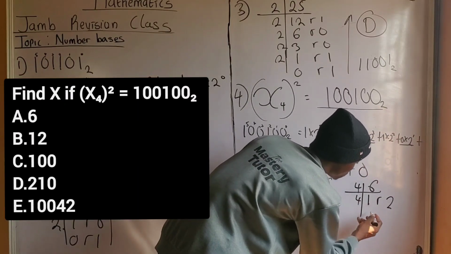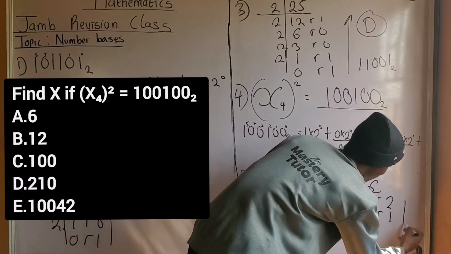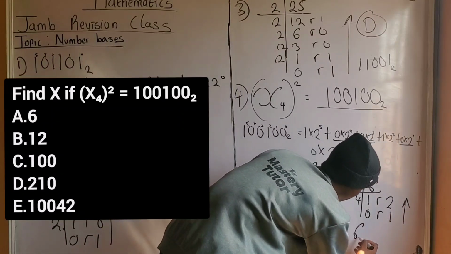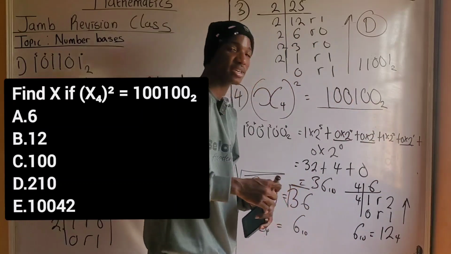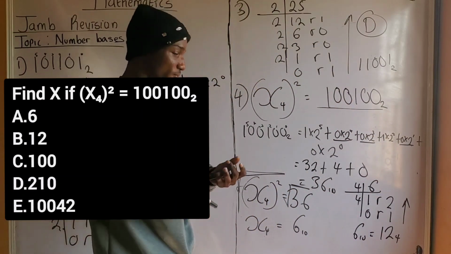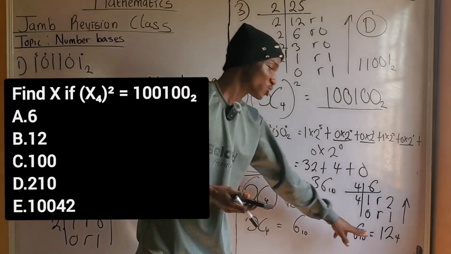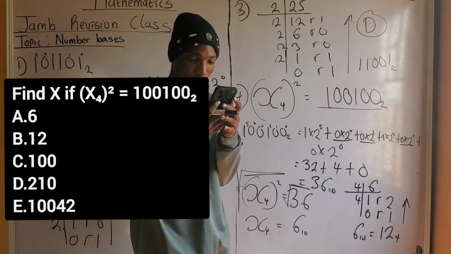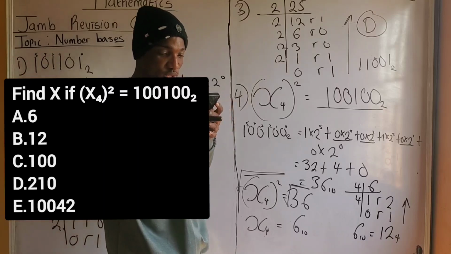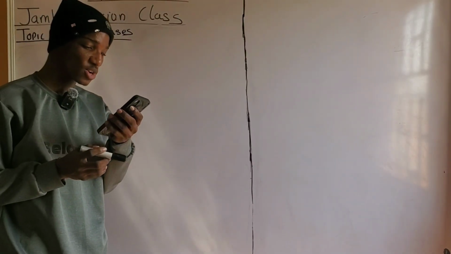1 divided by 4, that is 0 remainder 1, okay? So 6 base 10 equals 12 base 4, and that is the final answer. The value of x is 12. And the correct option to that question is option B. Yes, option B is correct, okay? Let us proceed to the next question.